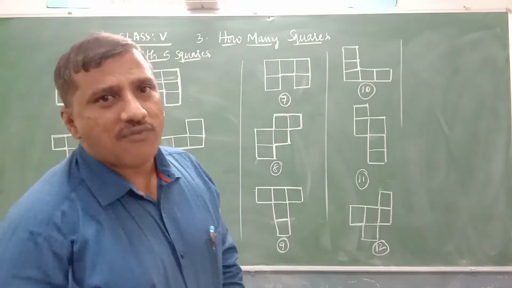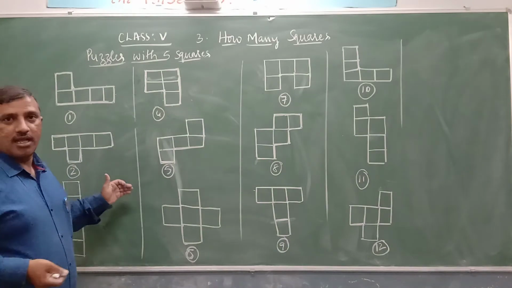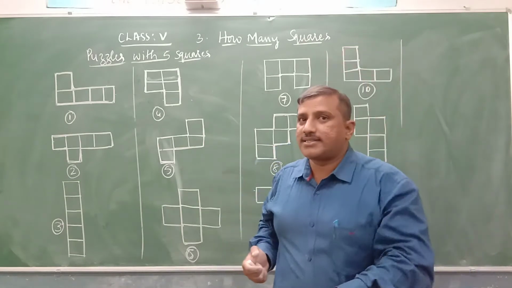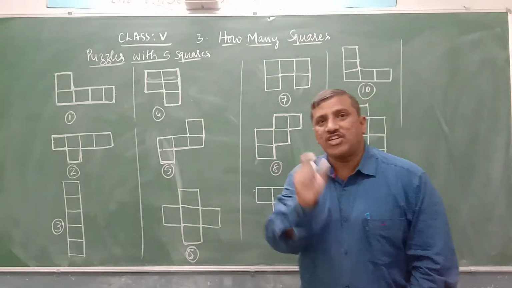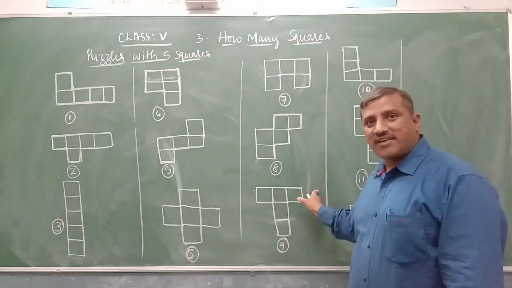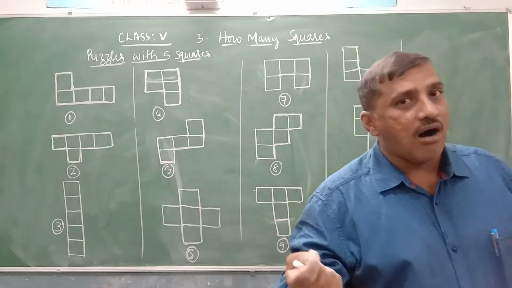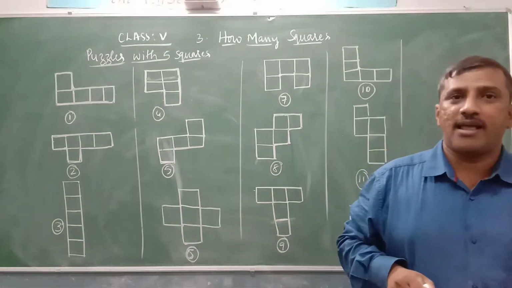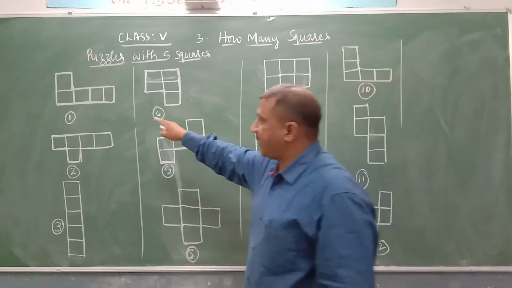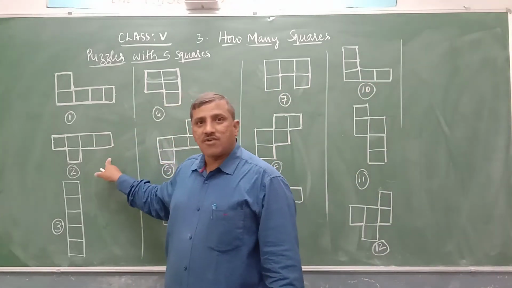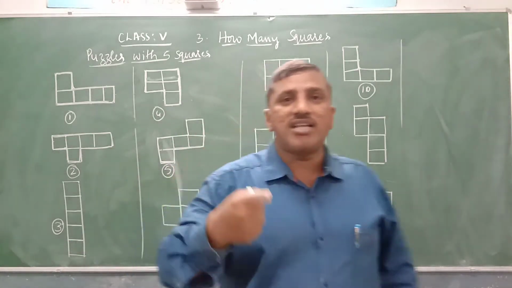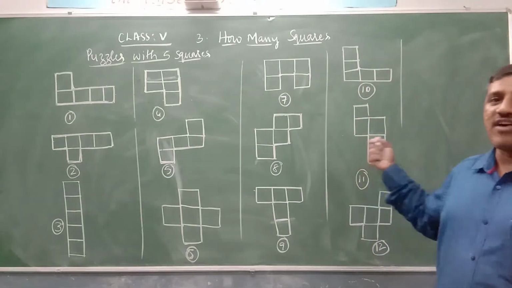Now, what is the area of these 5 squares? These shapes. All the shapes have the same area. Do you agree? Yes. Why? Because all these 12 shapes have 5 squares of the same size. All are made up of 5 squares, and we know that the area of each square is 1 square centimeter. Therefore, 5 squares will be 5 square centimeters. Area of shape 1, 5 square centimeters. Area of shape 2, 5 square centimeters. Area of shape 3, 5 square centimeters. All the shapes have the same area, that is 5 square centimeters.